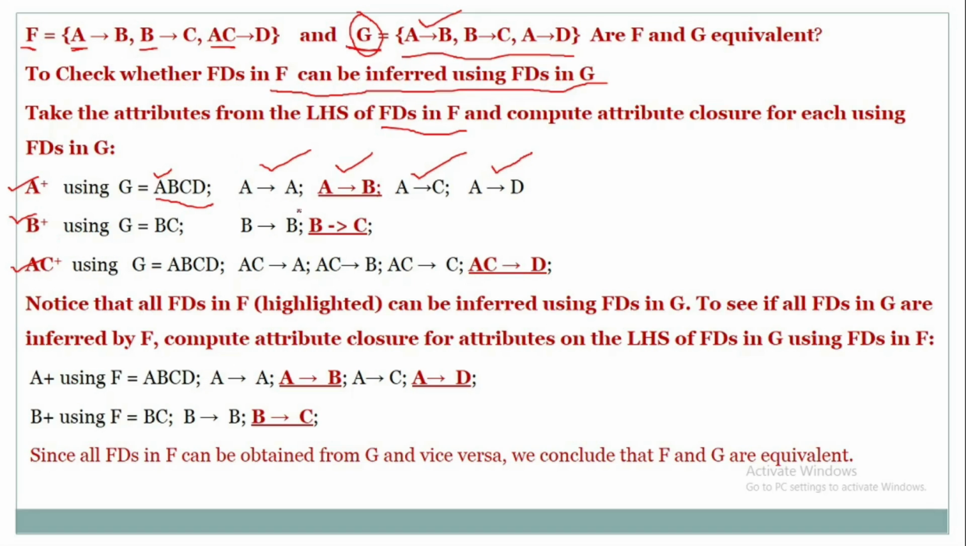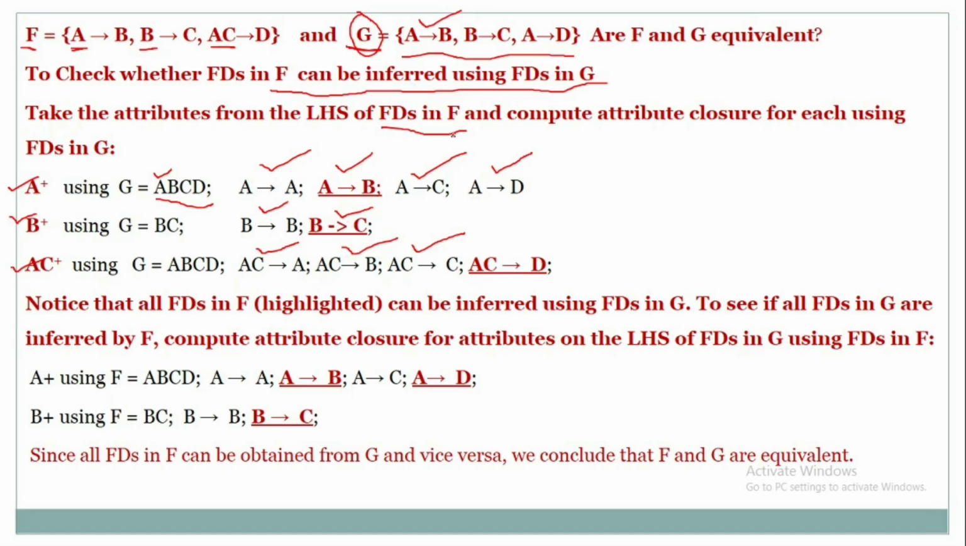As you can see, b determines itself, this is the reflexive rule, and b determines c. Now let us find the closure of ac. ac can determine a based on the reflexive rule, and ac can determine c, again based on the reflexive rule. And ac determines a, but we have got a determines b, so ac determines b.